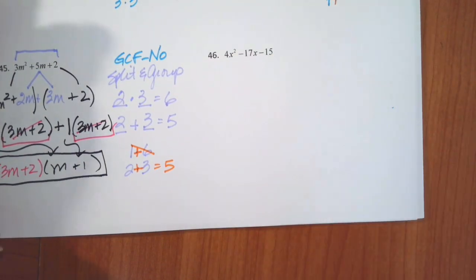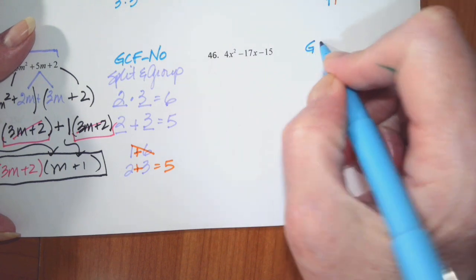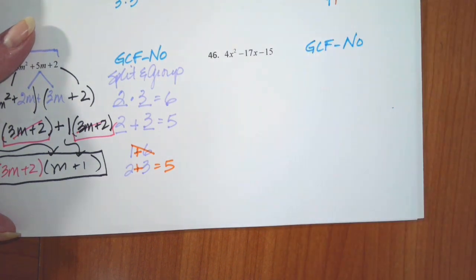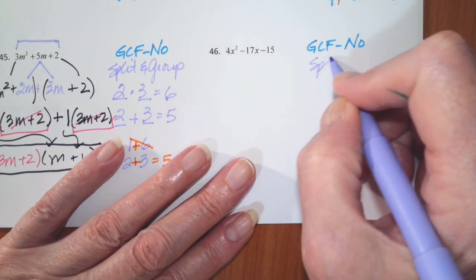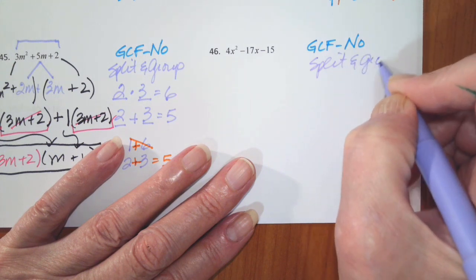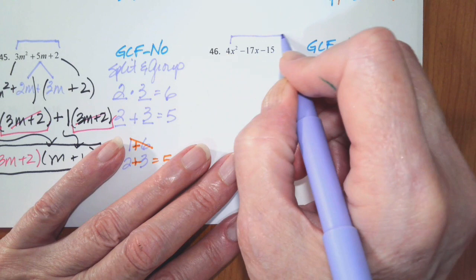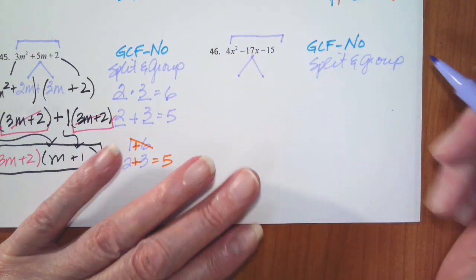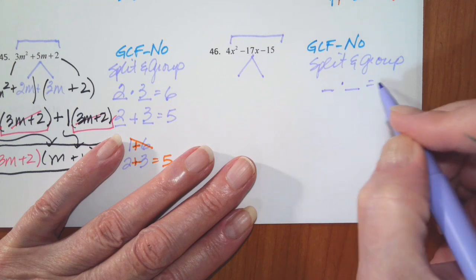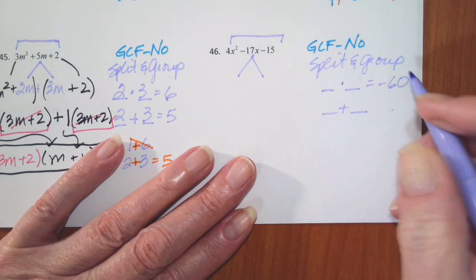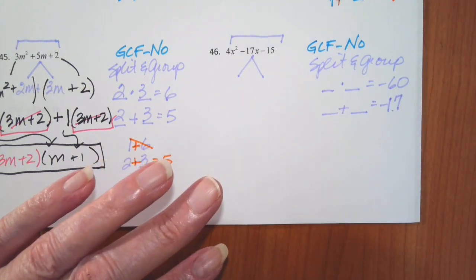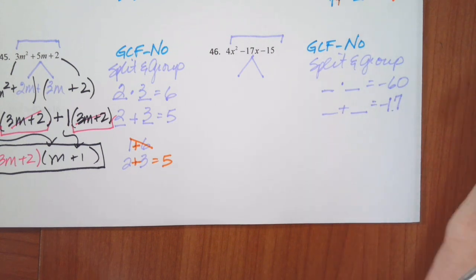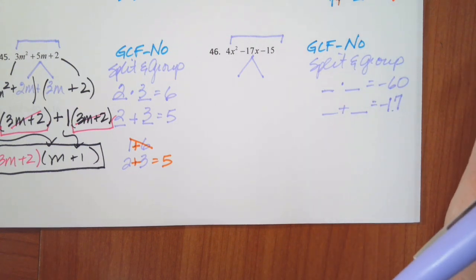Okay. All right, 46. GCF, none. But there are three terms with a leading coefficient other than 1, so I'm going to split and group. So that means I'm going to multiply these and use those numbers. So I'm looking for the product of -60 and a sum of -17. Okay, one's positive and one's negative, and the larger one is negative.